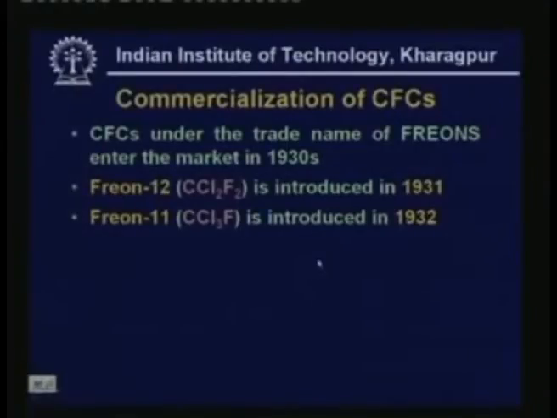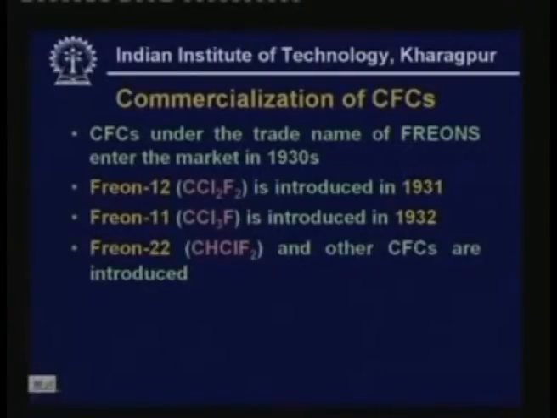Next refrigerant to come out of this is what is known as Freon 11. Its chemical composition is CCl3F, and it's normally used for air conditioning in large plants, and it's also used as a foam blowing agent in insulations. And the next important refrigerant is what is known as Freon 22. Its chemical formula is CHClF2, and it's very widely used as a refrigerant in air conditioning systems.